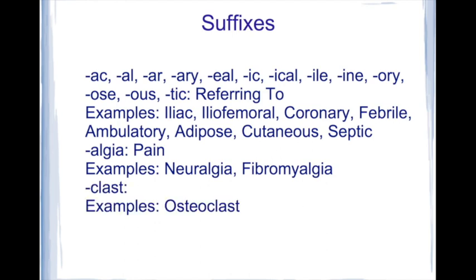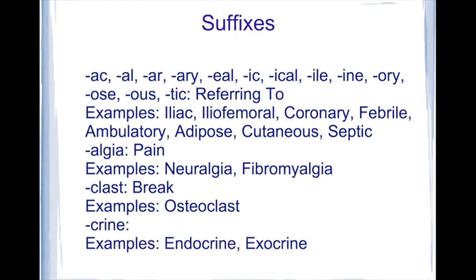Clast, like osteoclast. If osteoblasts are germ cells responsible for building tissue, osteoclasts are cells that break down tissue. So clast means break. If there's some sort of injury to a bone, osteoclasts will go into the area and break down the dead or damaged tissue and give the bone a clean surface, and then osteoblasts can build more tissue in those areas after the osteoclasts have cleaned them up.